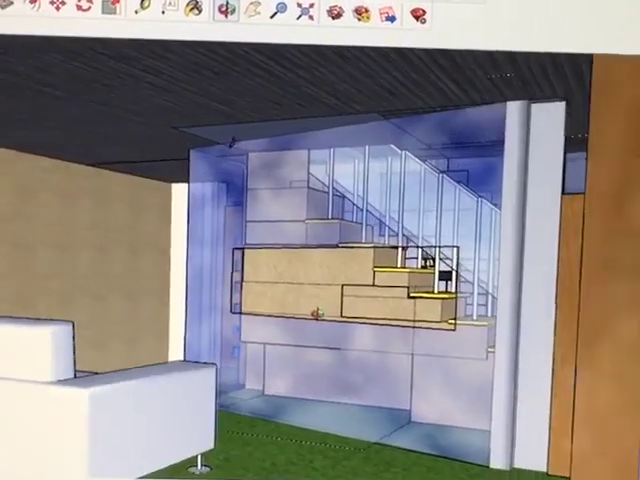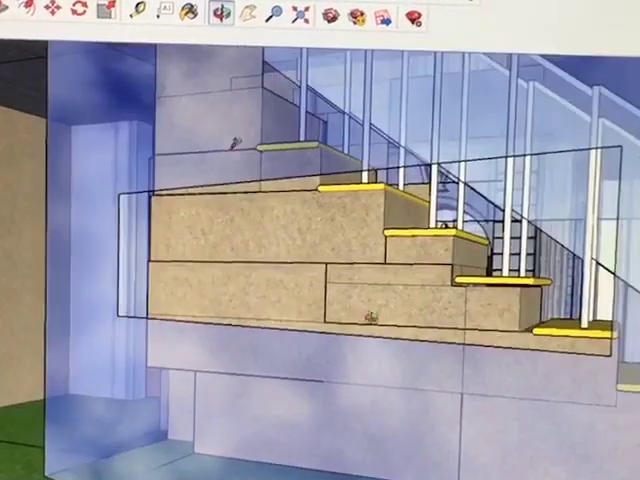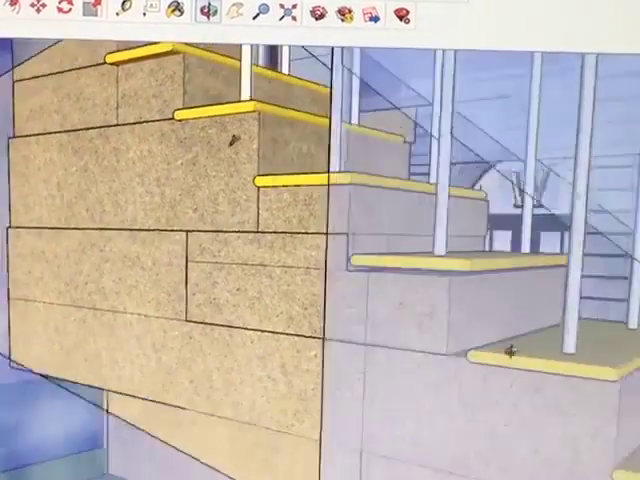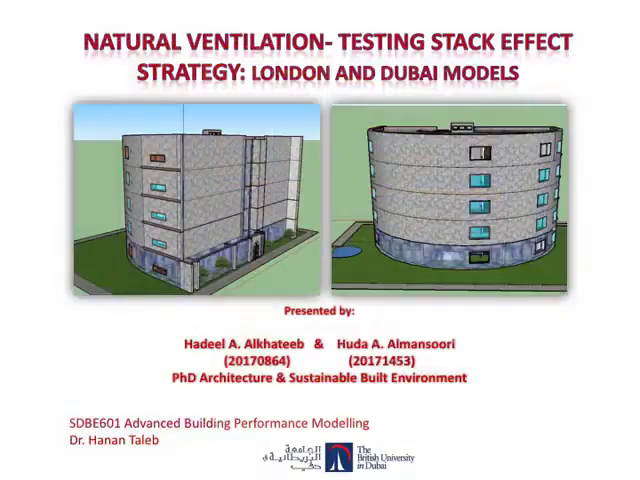Multiple software tools, including the IESVE application, were used throughout the analysis. The project was developed by Hadeel Alkhateeb and Huda Almansoori.